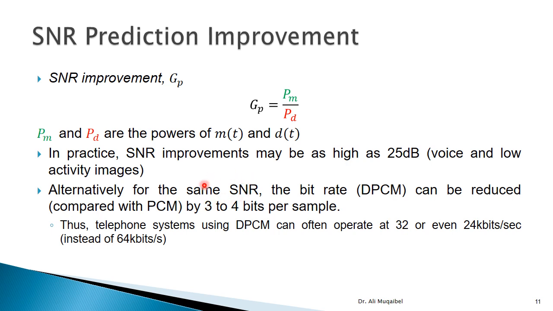Alternatively, for the same signal to noise ratio, if we don't want to get the gain in terms of signal to noise ratio, the bit rate can be reduced by 3 to 4 bits per sample, a huge amount of reduction. So telephone systems, for example, use DPCM, and they can often operate at 32 or even 24 kilobits per second instead of 64 kilobits per second. By looking at the difference, we reduce the requirement from 64 kilobits per second to only 32 or even 24 kilobits per second, because samples are correlated.